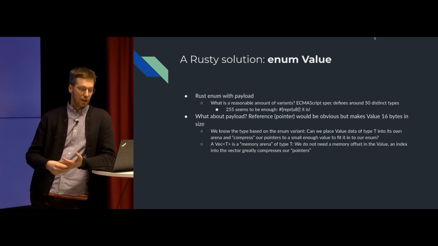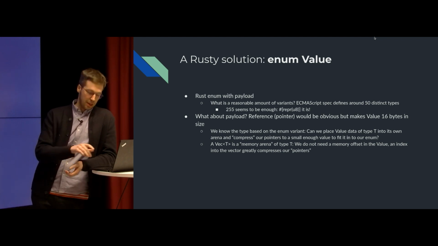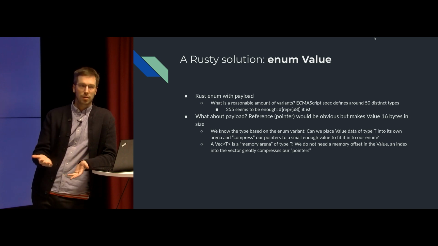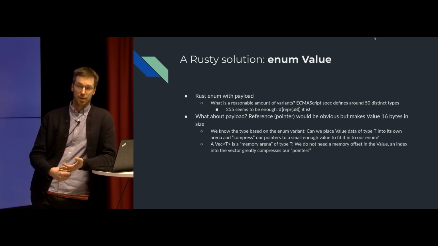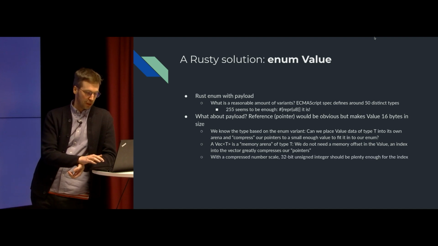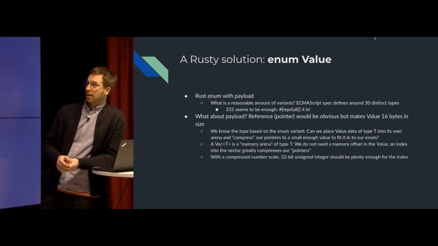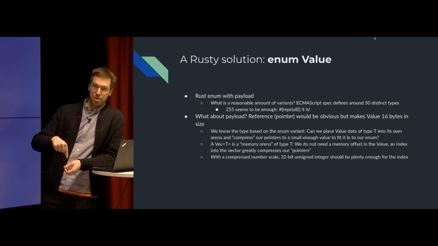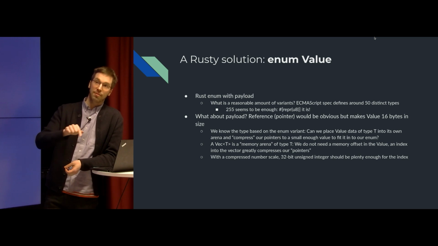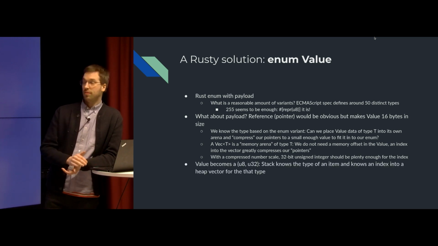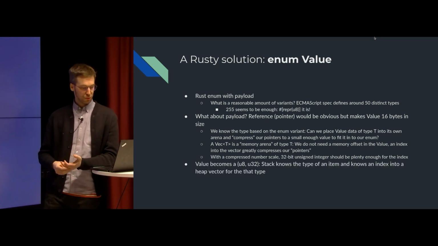That's nice, but it's also actually possible to just say nobody's ever going to need more than 2 million items of any type T. So we don't need a usize. We can use a U32 as our index into a vector of T, where the T is based on the representation or the enum variant. And our value just becomes a U8 and a U32.